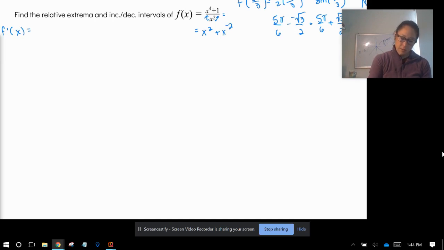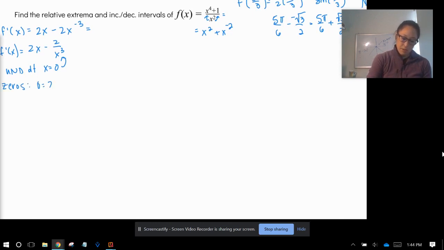Now I can take the derivative using the power rule, which gives me 2x minus 2x to the negative 3, which I can rewrite as 2x minus 2 over x cubed. And I notice that I have an undefined value at x equals 0 because of the denominator here. So now it's time to grab my zeros.